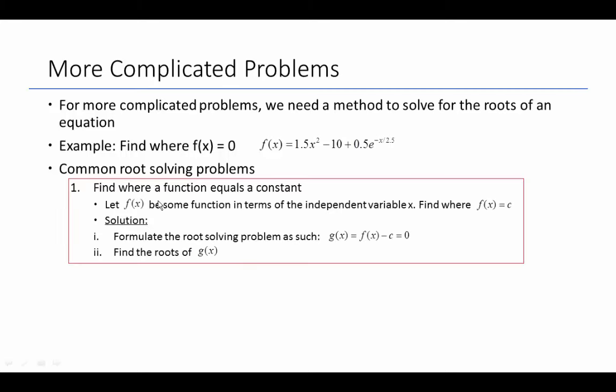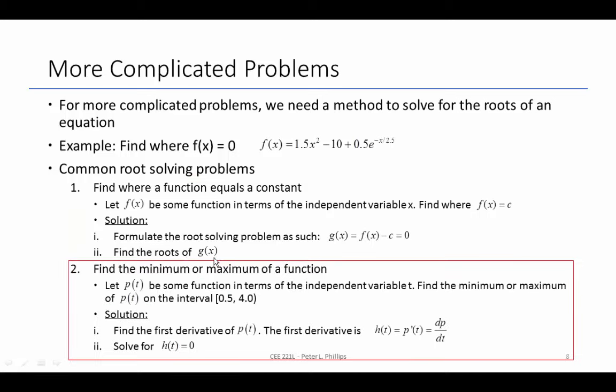One is where we want to figure out where a function is equal to a constant. So we want to let f of x be some function and find where f of x equals c. In order to formulate this as a root solving problem, we can move the constant to the left-hand side and end up with a new equation we'll call g of x, which is the old equation minus the constant, and we set that all equal to 0.